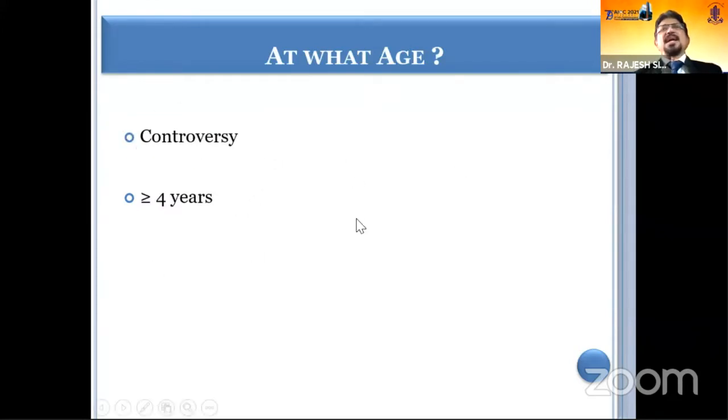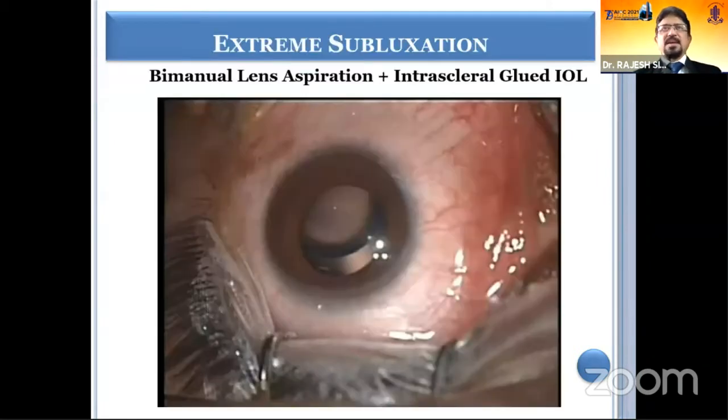Now, the question is at what age it should be implanted. There is controversy in that. People say 10 years, 5 years, 2 years, 8 years. My preference is any age equal to or more than 4 years. The reason is that by the end of 3 years, the growth of the eye is complete, and you may give 1 year margin to just look for any other change. And then after that, you can go ahead and do a scleral fixation of IOL.